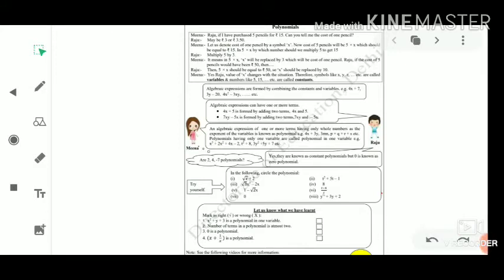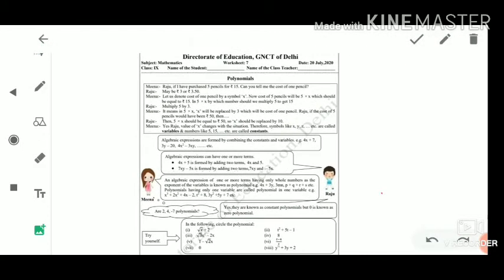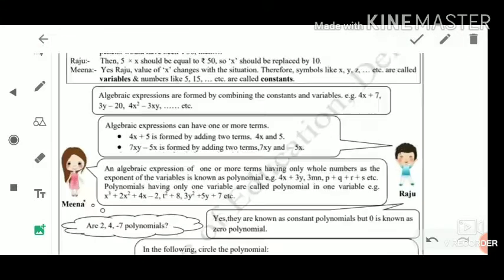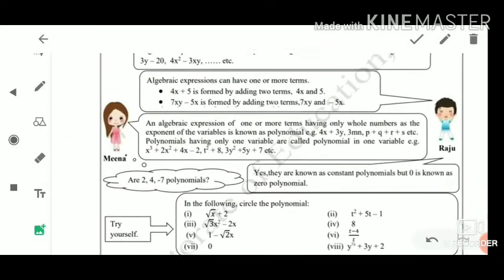The worksheet for the day, 20th of July, is basically based on the polynomial chapter, that is chapter number 2. So let us look at what this worksheet is asking us.